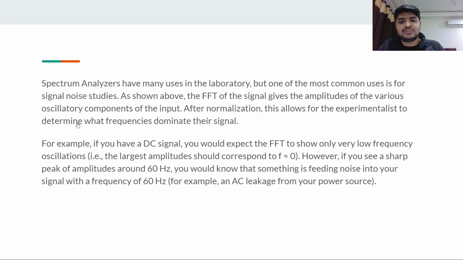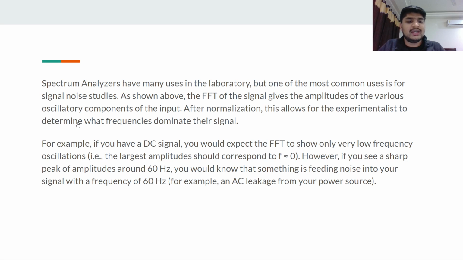Spectrum analyzer is most commonly used for noise signal studies, as the FFT of the signal gives the amplitude of various oscillatory components of the input, using which experimentalists can determine which frequencies dominate their signal. For example, if we have a DC signal, you would expect the FFT to show only very low frequency oscillations. That is, the largest amplitude should correspond to a frequency that is equal to zero or almost zero.